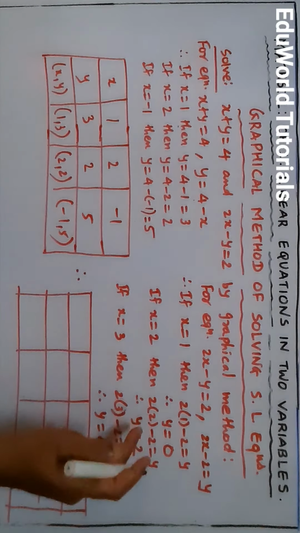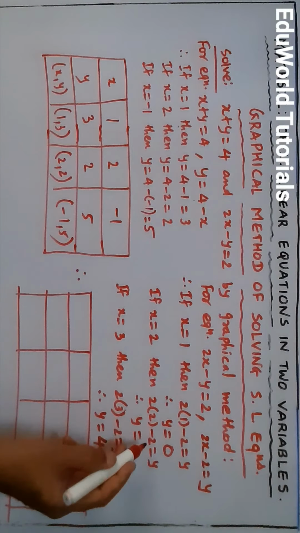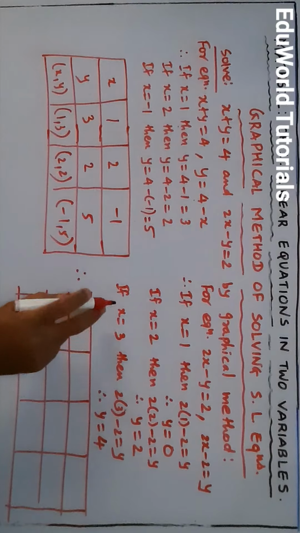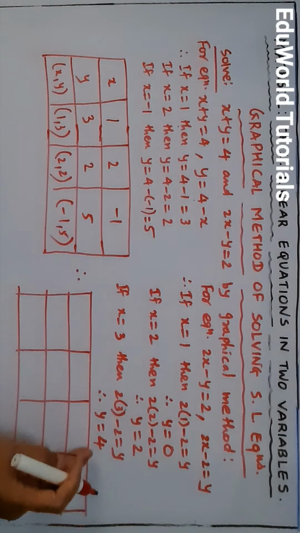If x is 2, then 2 into 2, because x is 2, so 2 into 2 is 4. 4 minus 2 is 2. So y will be 2. If x is 3, so 2 into 3 is 6. 6 minus 2 is 4. So y will be equal to 4.